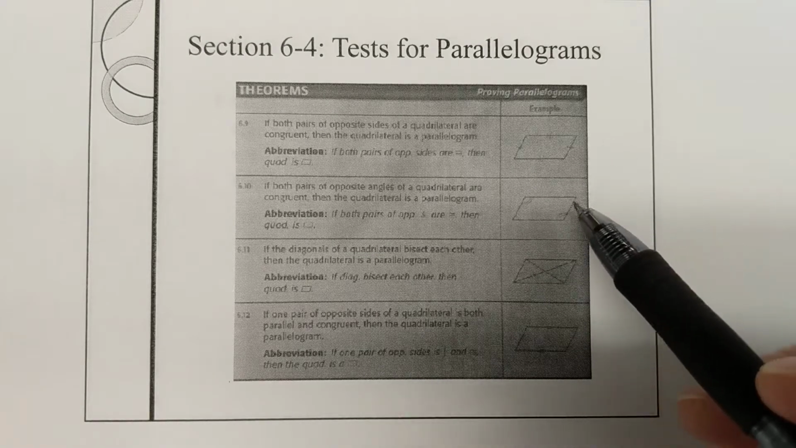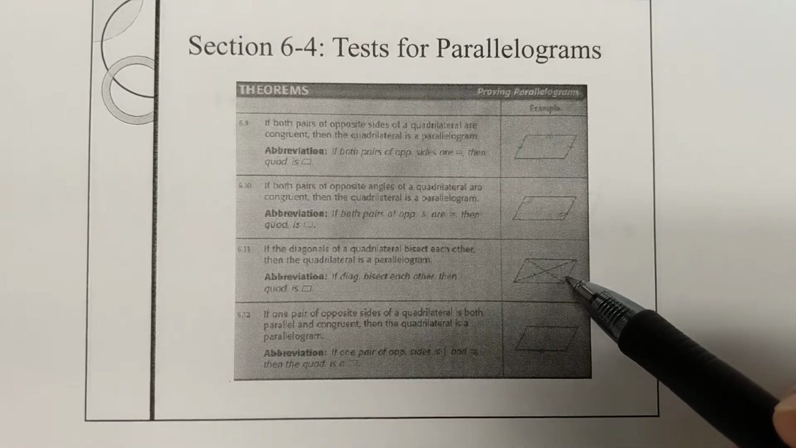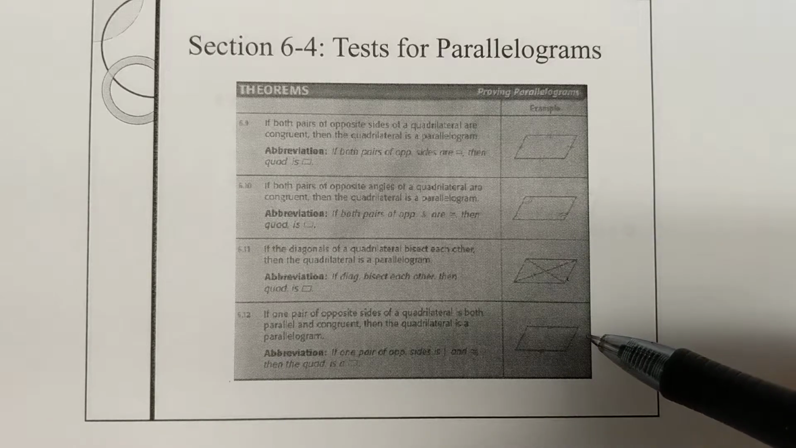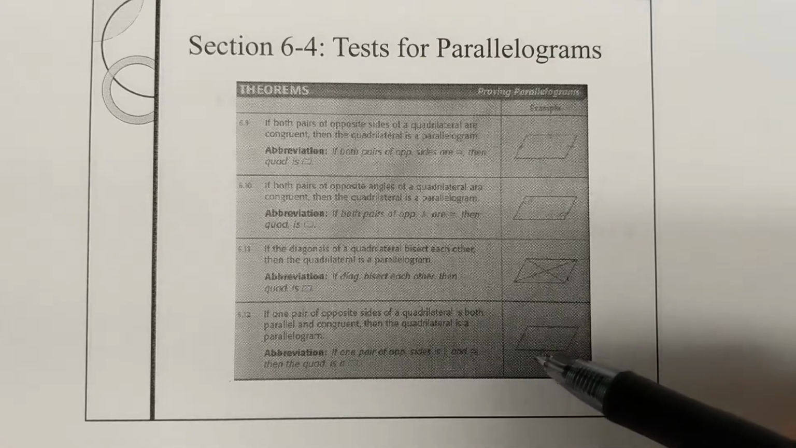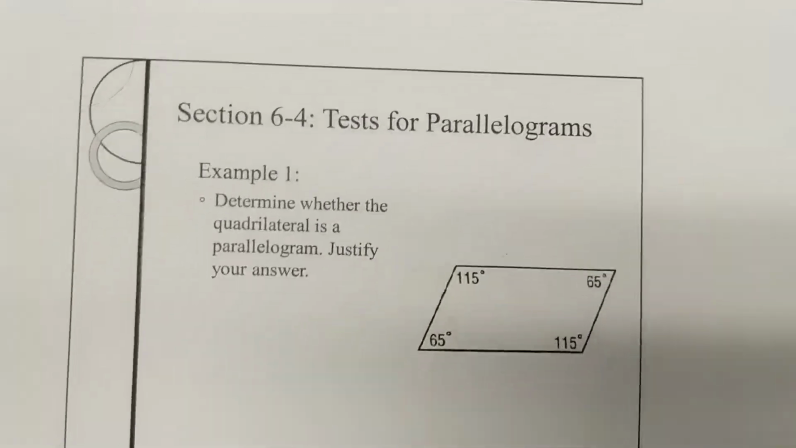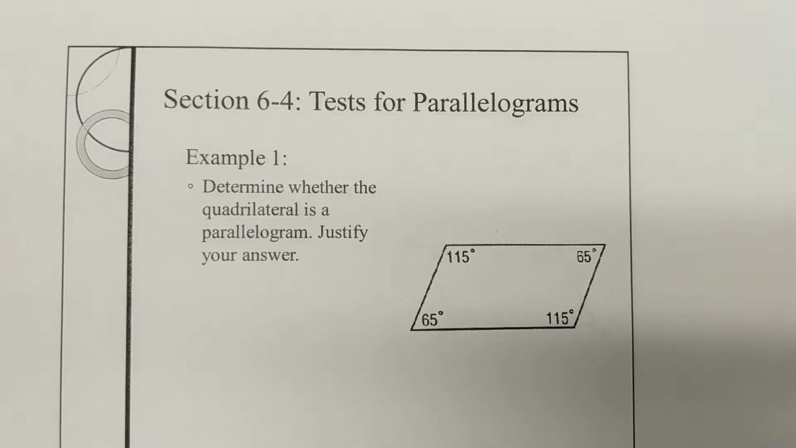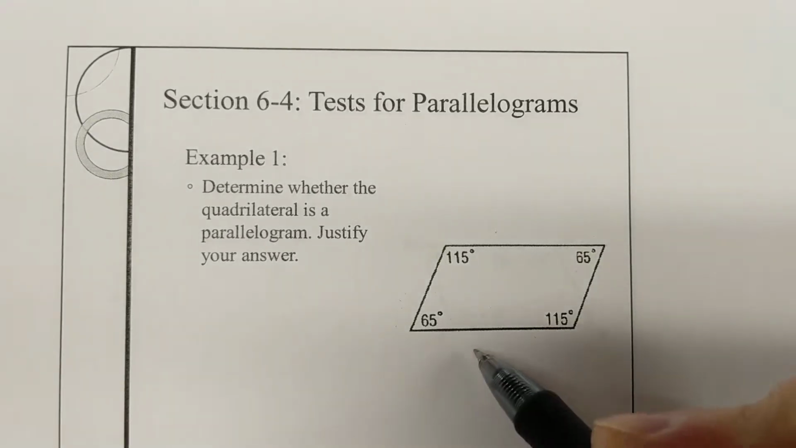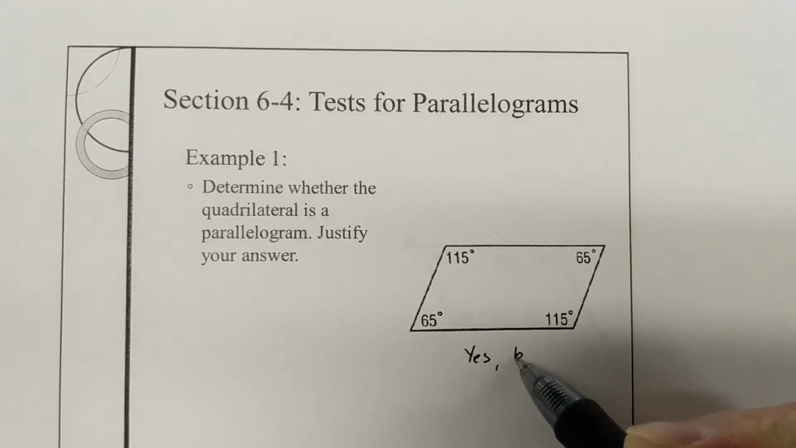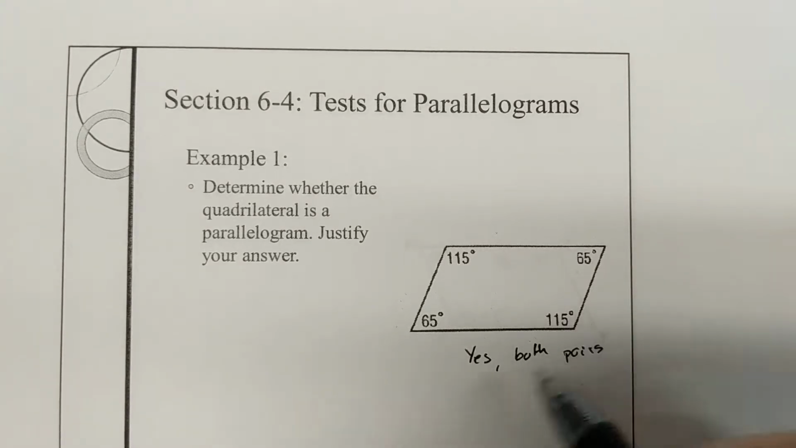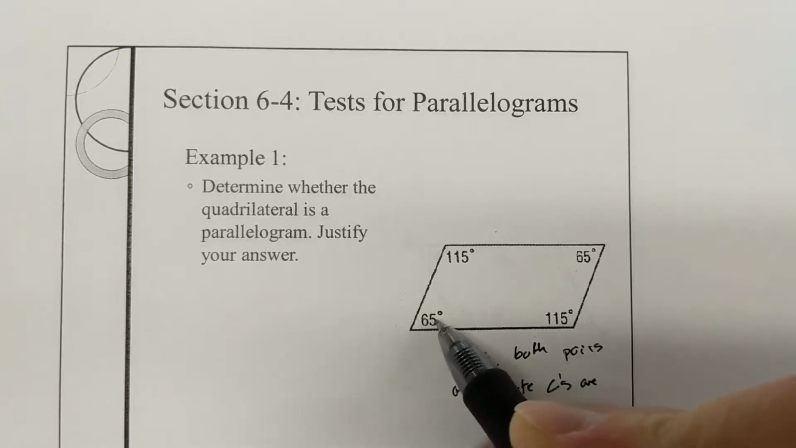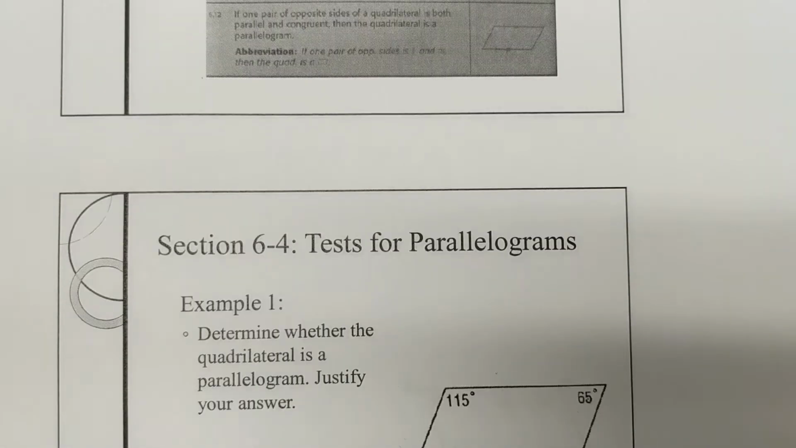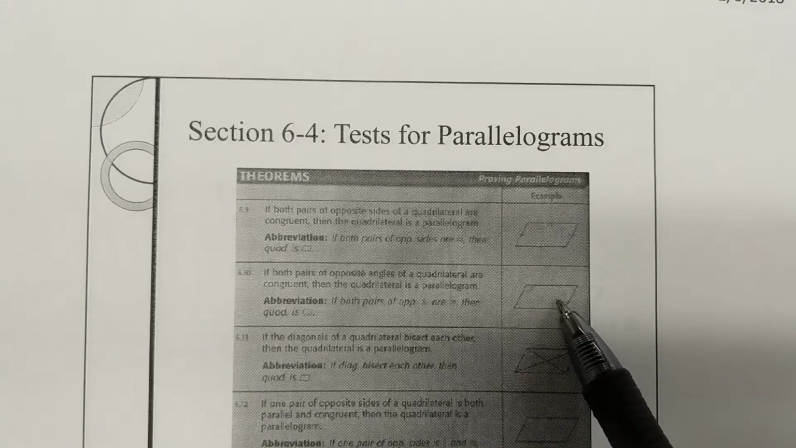So opposite sides congruent, opposite pairs of angles are congruent, the diagonals bisect each other, and then if one pair of opposite sides is both parallel and congruent, then it's a parallelogram. So that one we haven't actually seen before. So here, example 1, determine whether the quadrilateral is a parallelogram, justify your answer. So this would be yes, both pairs of opposite angles are congruent. So that and that are equal, that and that are equal. So that's actually this one right here, 610.